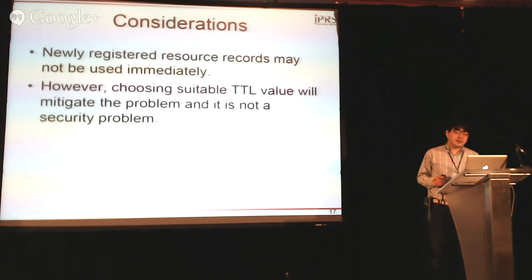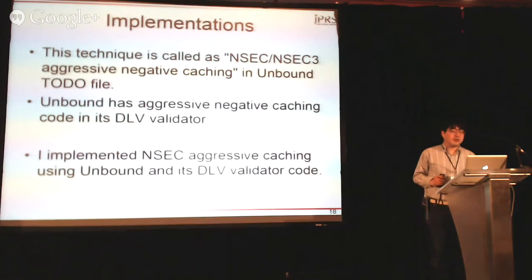And there are considerations. Newly registered resource records may not be used immediately. However, choosing a suitable TTL value will mitigate the problem, and it is not a security problem. And there are implementations, I think. This technique is called NSEC-NSEC3 aggressive negative caching in the Unbound to-do file. And Unbound has aggressive negative caching code in its DLV validator. And I implemented NSEC aggressive caching using Unbound and its DLV validator code.